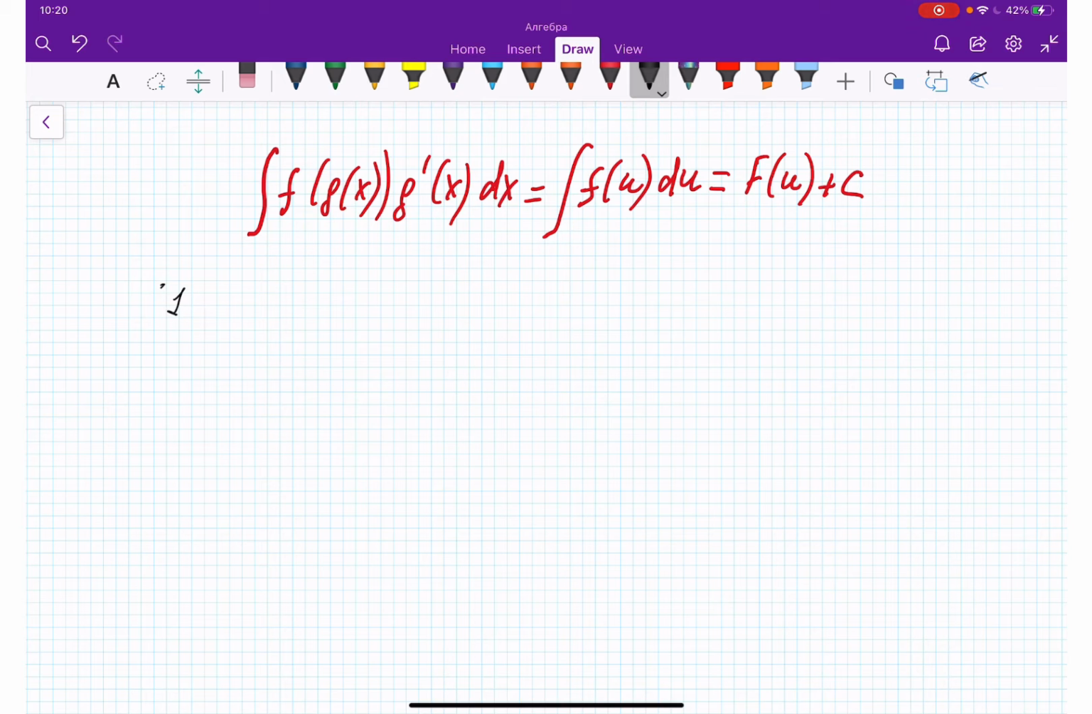I'm not going to solve it. Those are simple problems. I'm just going to help you to practice to identify where is g of x, where is f of g of x, and where is g prime of x. Okay, and accordingly make a decision. Okay, question number 1. You have the integral of the square root of 2x minus 1 dx.